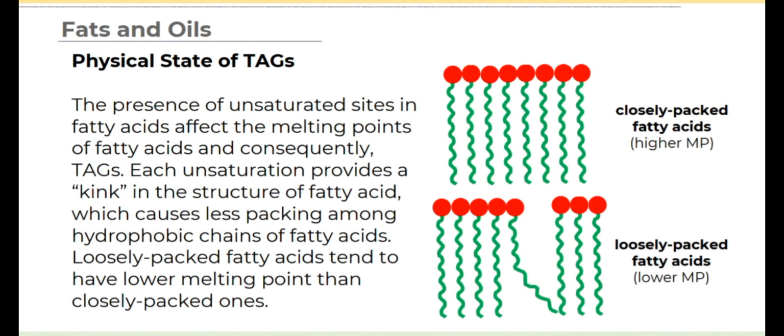The presence of unsaturated sites in fatty acids affects the melting points of fatty acids and consequently TAGs. Each unsaturation provides a kink in the structure of the fatty acid, which causes less packing among hydrophobic chains of fatty acids. Loosely packed fatty acids tend to have lower melting points than closely packed ones. As you can see in the illustration, we can clearly see the big difference of closely packed fatty acids, which have a higher melting point, and the loosely packed fatty acids, which have a lower melting point.